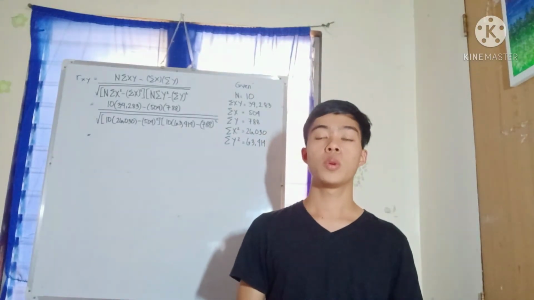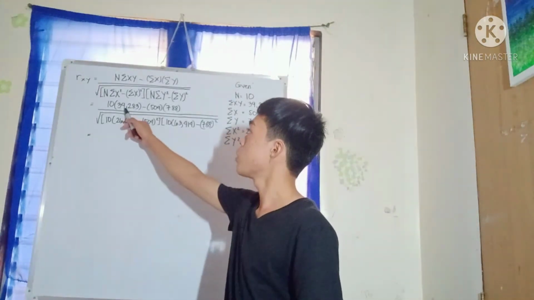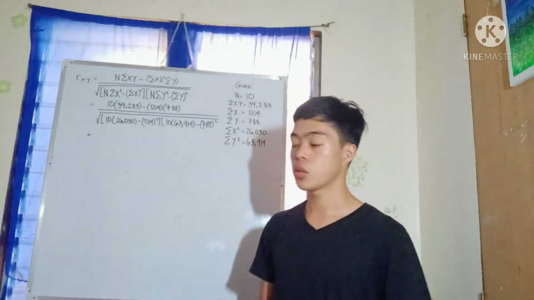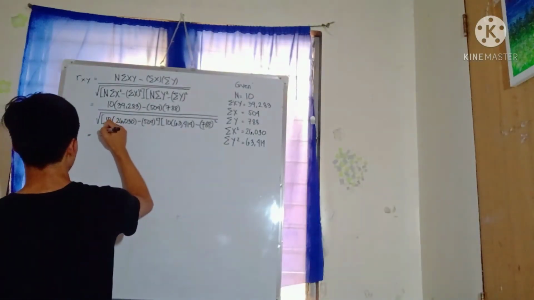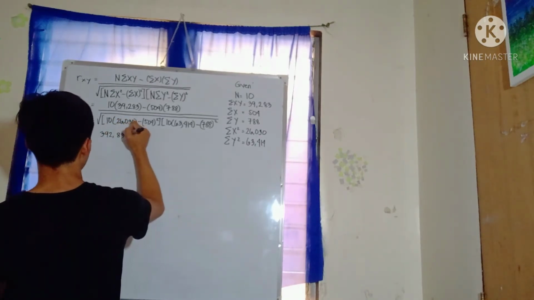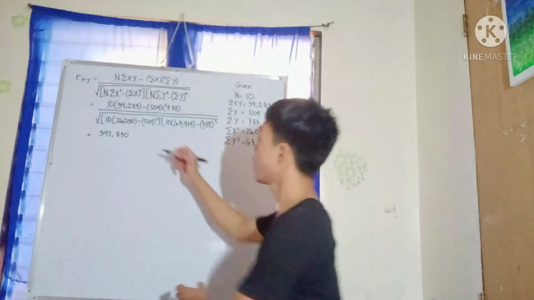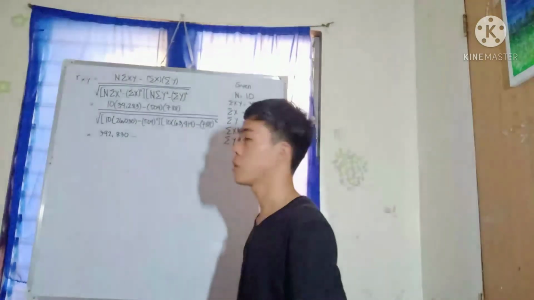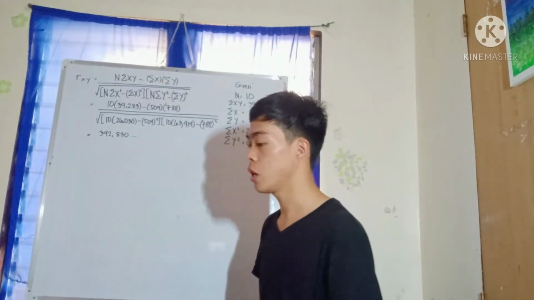After that, we will multiply all the numbers. So 10 times 39,283 is equal to 392,830. Next, we will copy minus 504 times 788, which is equal to 397,152.